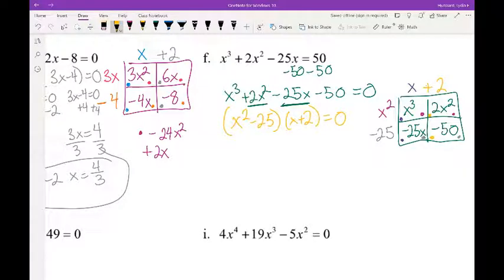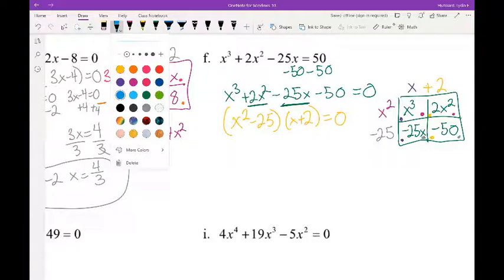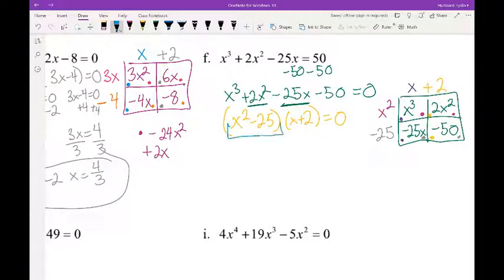But hopefully we notice that we have this x squared minus 25, and that's actually a difference of squares. So we can factor this even further into the square root of the first term, which is x, plus the square root of the second term, which is 5, times the square root of the first term, which is x, minus the square root of the second term, which is 5. So again, that's our difference of squares. And now we are totally done factoring because everything has an exponent of just 1.